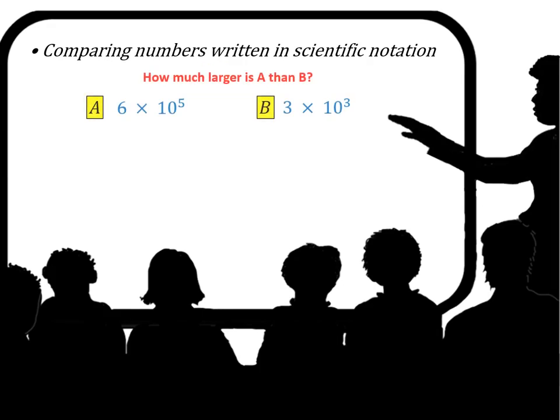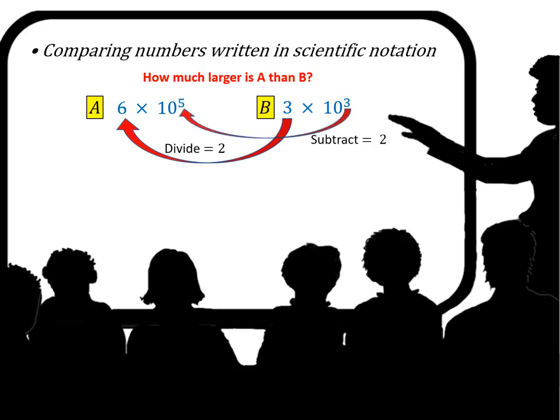Comparing numbers written in scientific notation. Given the two numbers a and b, how much larger is a than b? First step is to divide the coefficients. 6 divided by 3 is 2. And then you know when you're dividing exponents, you subtract them. So the exponent 5 minus the exponent 3 gives you 2. So what you're left with is 2 times 10 to the what power? 2, the second power. That equals 200 times larger. So number A is 200 times larger than B.